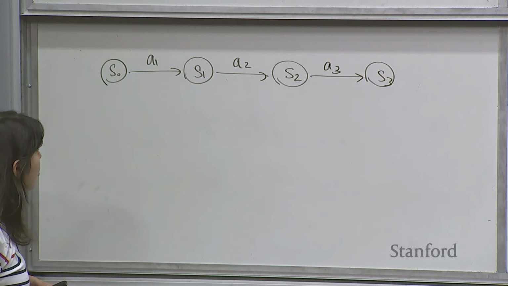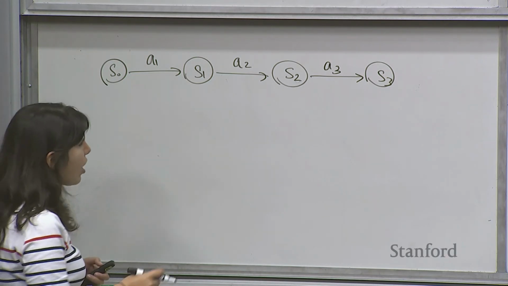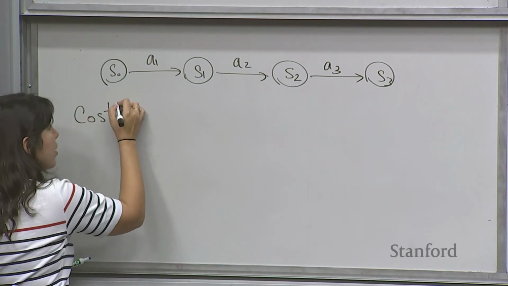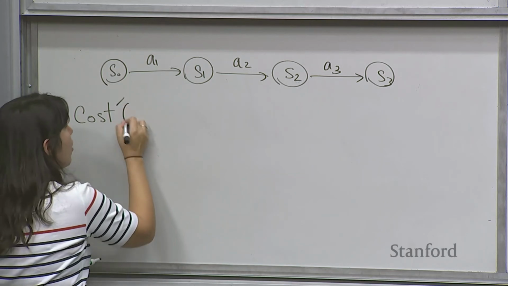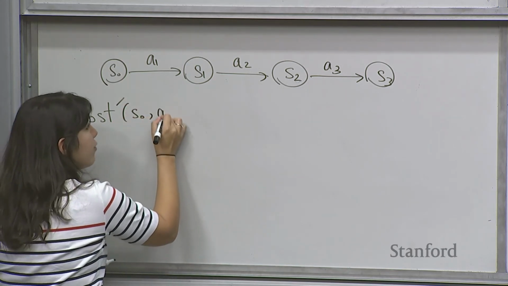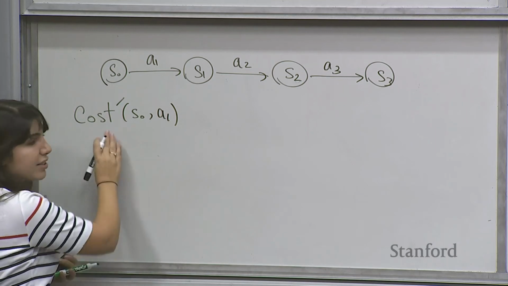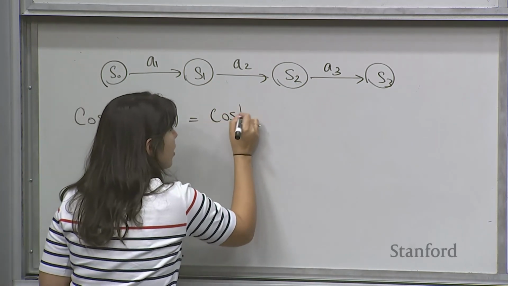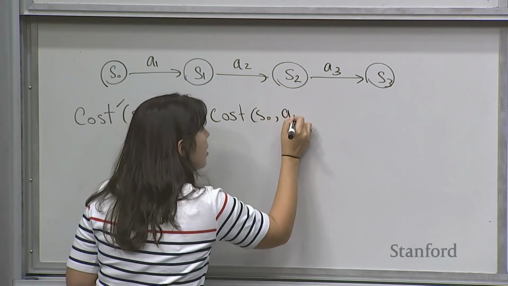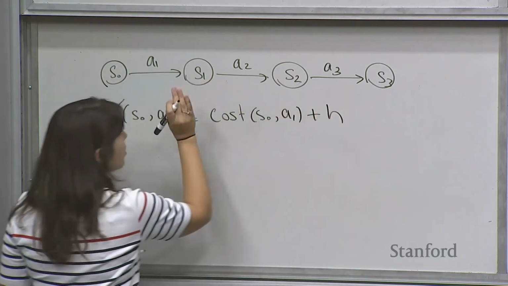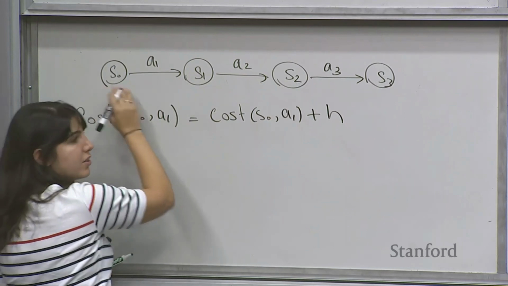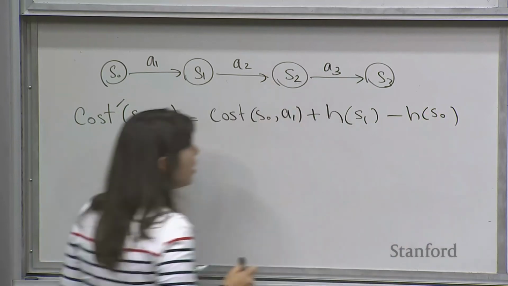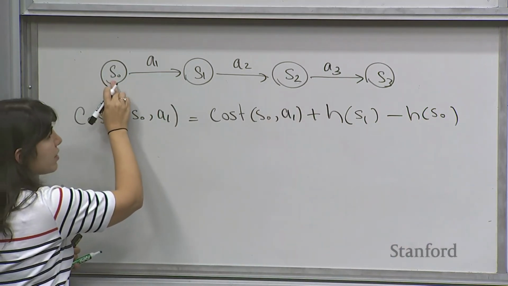Okay? So if I'm looking at the cost of each one of these, I'm looking at cost prime of S0 and A1. Well, what is that equal to? That's my updated cost. Updated cost is old cost, which is cost of S0 and A1, plus heuristic value at S1 minus heuristic value at S0. Okay? So that is the cost of going from S0 and taking A1.